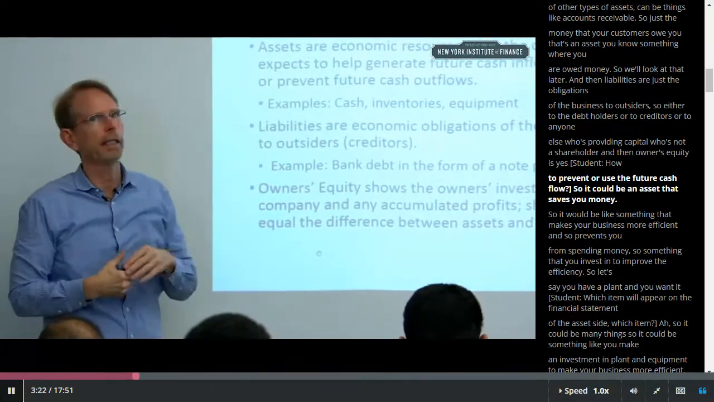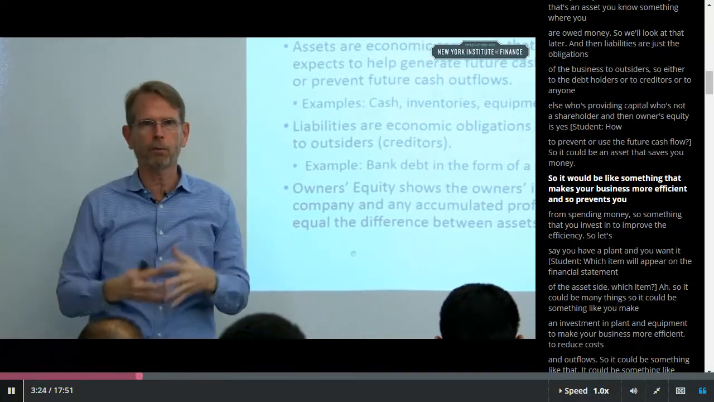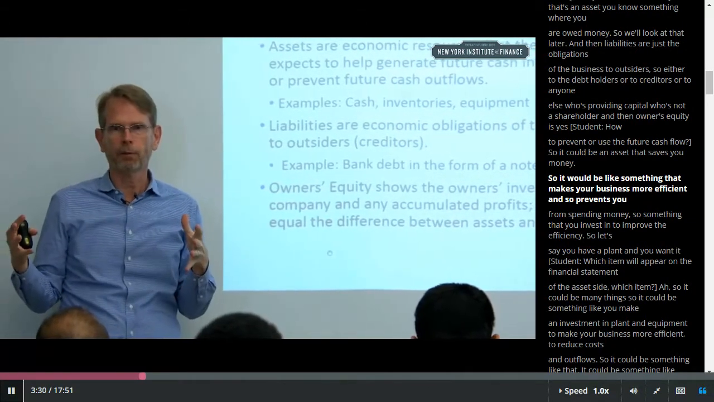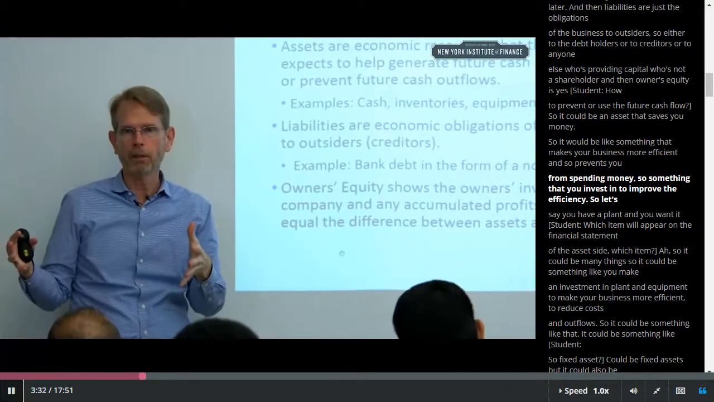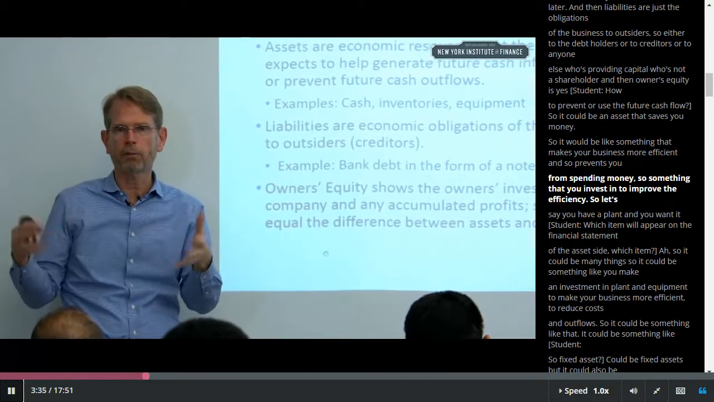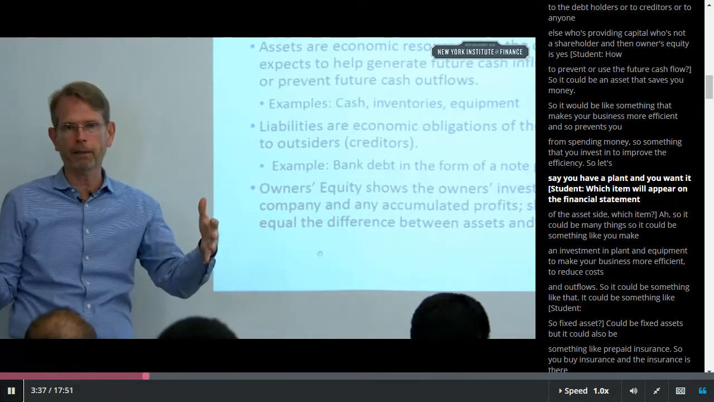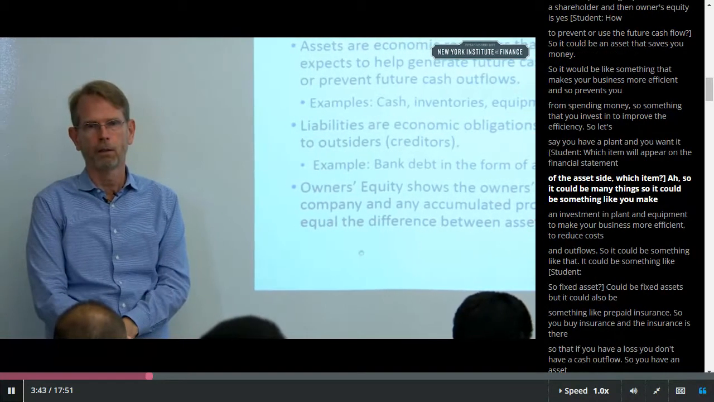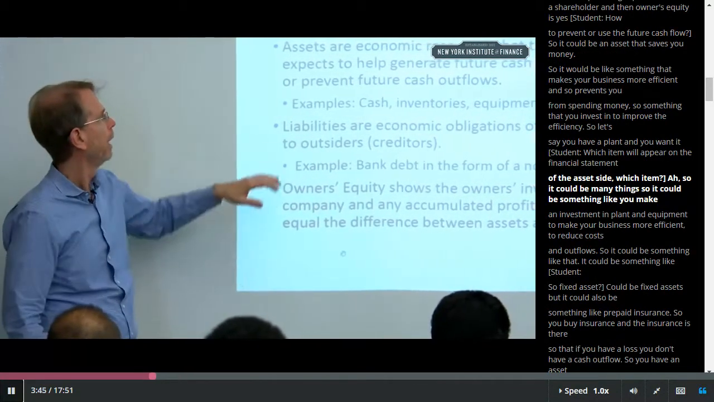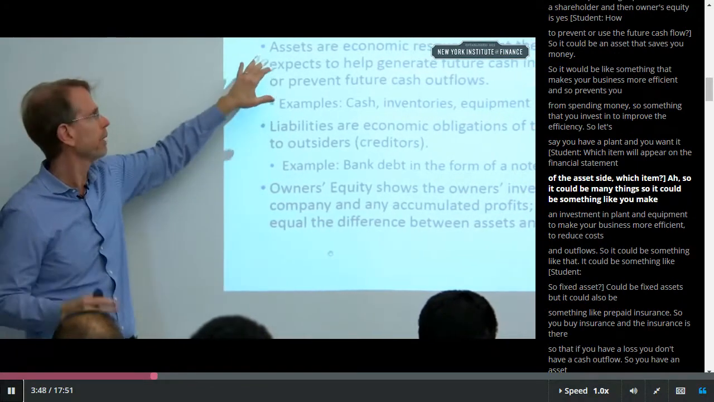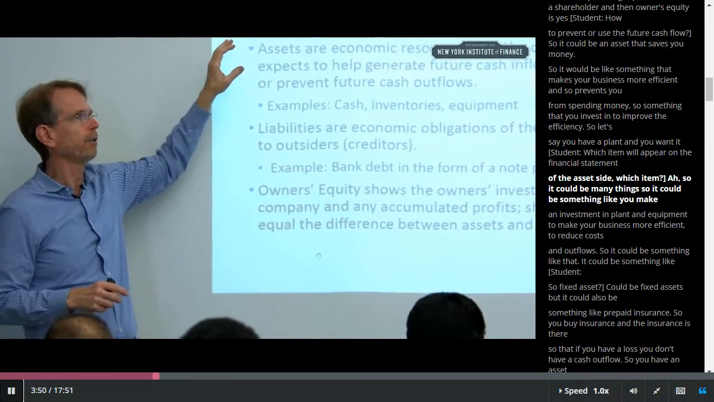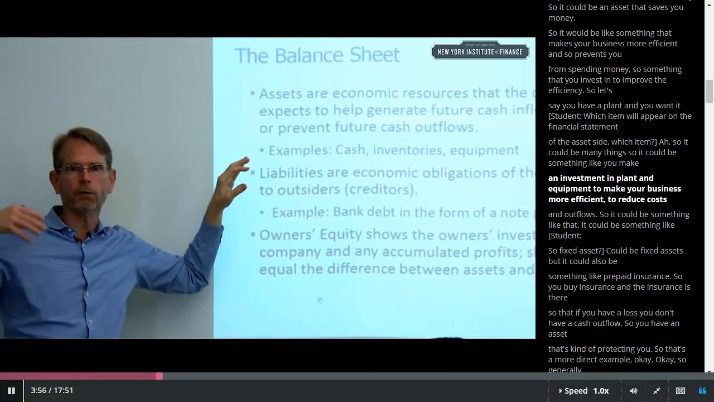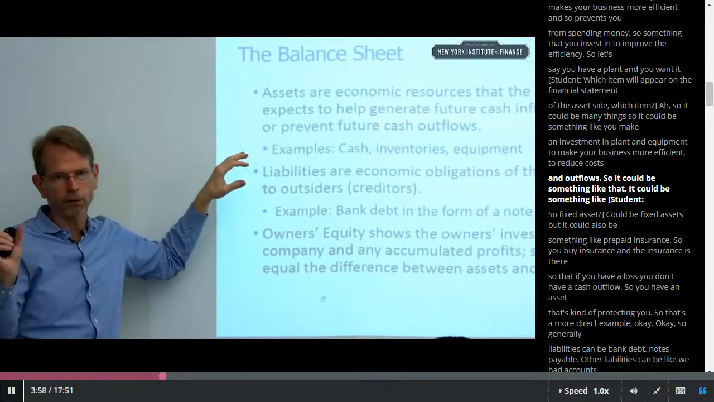So it could be an asset that saves you money. So it would be like something that makes your business more efficient and so prevents you from spending money. So something that you invest in to improve the efficiency. So it could be many things. So it could be something like you make an investment in plant and equipment to make your business more efficient, to reduce costs and outflows. So it could be something like that.